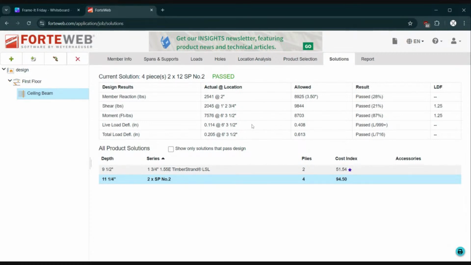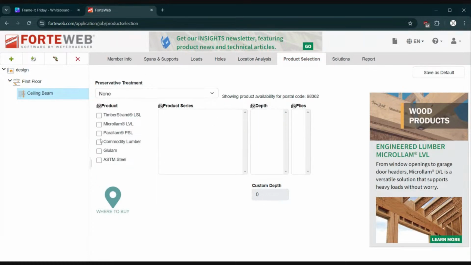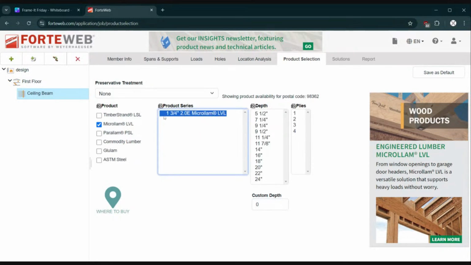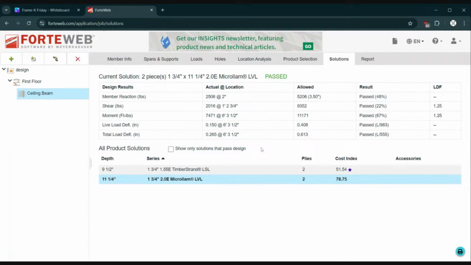If you are wanting LVLs because you want to make a nice, perfectly straight beam, then what you would do is you'd go back to product and say, well, I don't want commodity lumber. I'm going to use an LVL. So I'd check LVL, that's the thickness. And I would easily say that the 11 1/4 or 11 7/8, 2 plies of it would be totally fine because this material is very strong. So 4 2x12s or 2 LVLs, and this is even stronger.